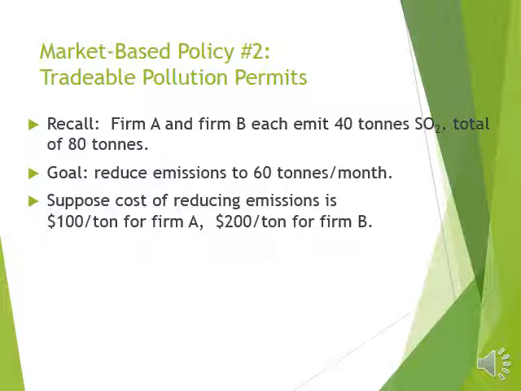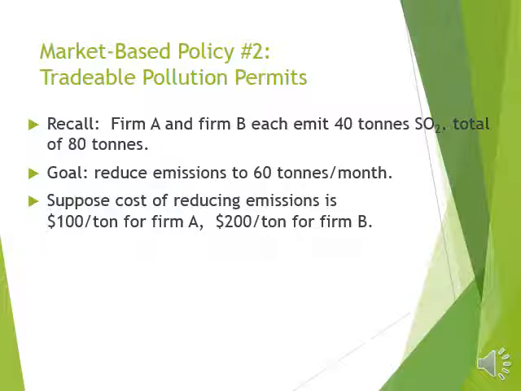But what happens if the cost of reducing emissions is $100 a tonne for Firm A and $200 a tonne for Firm B? Well, really, Firm A should be reducing more tonnage than Firm B, and that's why regulation is often inefficient, where basically you tell two firms to reduce their emissions by the same amount, when really Firm A should be reducing it by a larger amount and Firm B by a smaller amount.